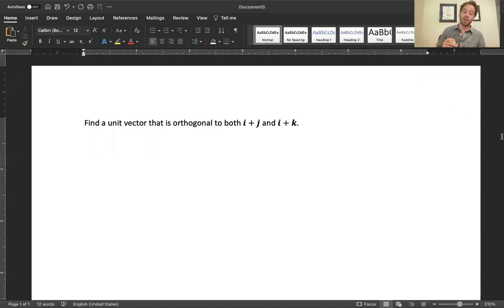In this problem, we want to find a vector that's orthogonal to two different vectors. This is where drawing a picture is going to come in really, really handy. So I'm going to draw a set of x, y, and z axes. And I'll label this as x, this as y, and this as z. The arrows mean that they're going in the positive direction.